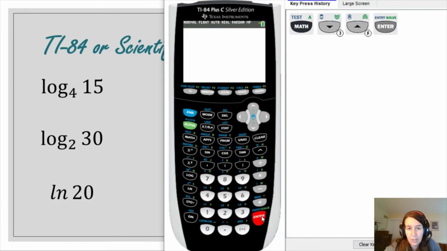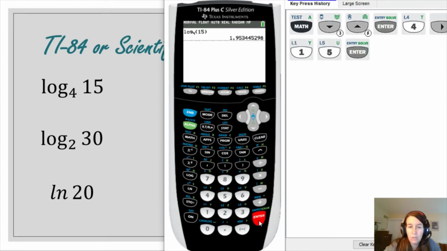So then hit enter. And when you do, you'll go back to your home screen and it has log with a little base. So you'll type the 4 as the little base. You'll have to arrow over to the parentheses to type in 15. And then you can just hit enter. So that's how you can type in log base 4 of 15 really easily if you have this type of calculator.